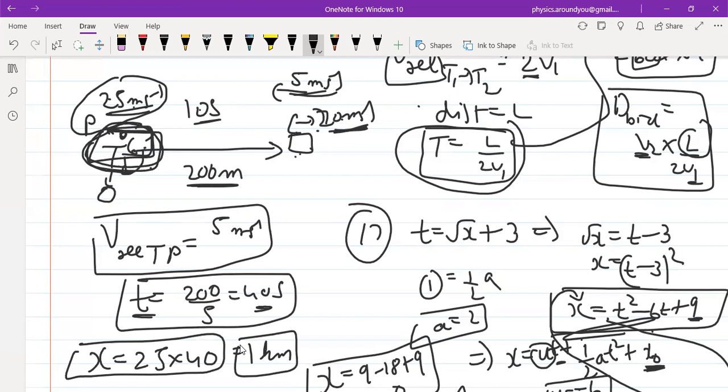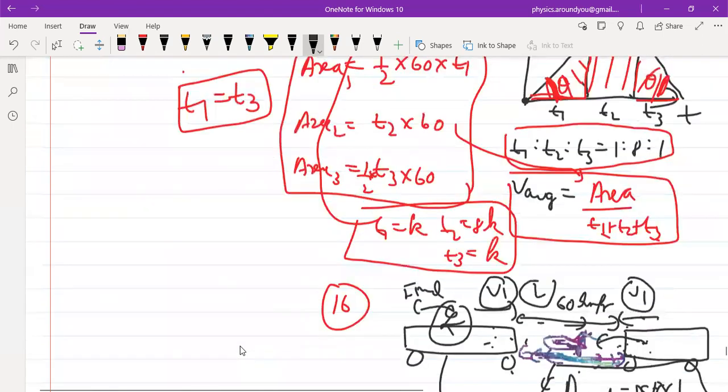How did we do this? Relative velocity. Why relative velocity? Whenever there are more than two objects in motion, we use relative velocity.